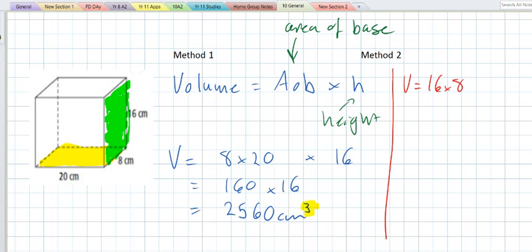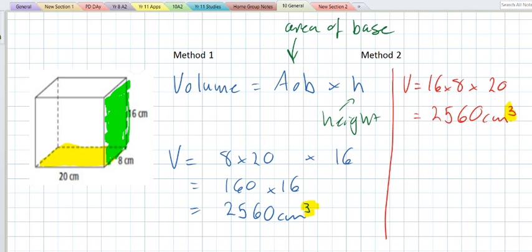8 times 16. Good, that's how we find the area of the base. So using that base, what does our height become? 20. Good one, because that is the other dimension. Imagine if we stood it on its green side, then the height would be the 20. And if you put that in your calculator, you get exactly the same answer. It's excellent, yes. And notice how I'm still using the units to the power of 3, because that is how we measure volume.